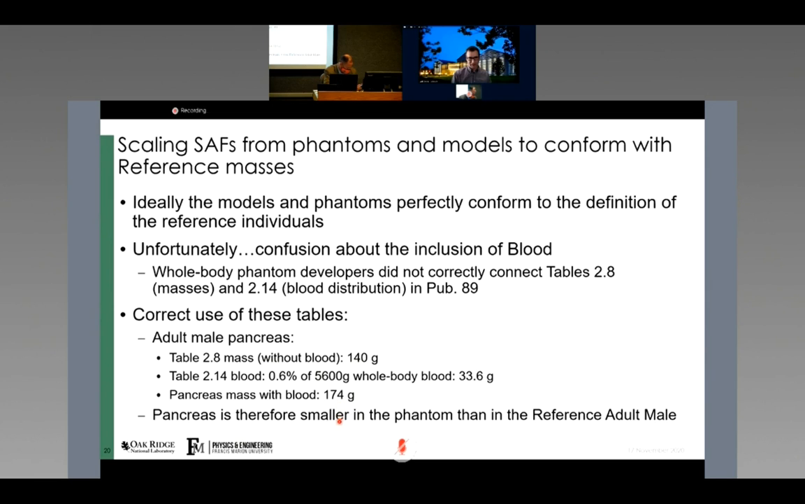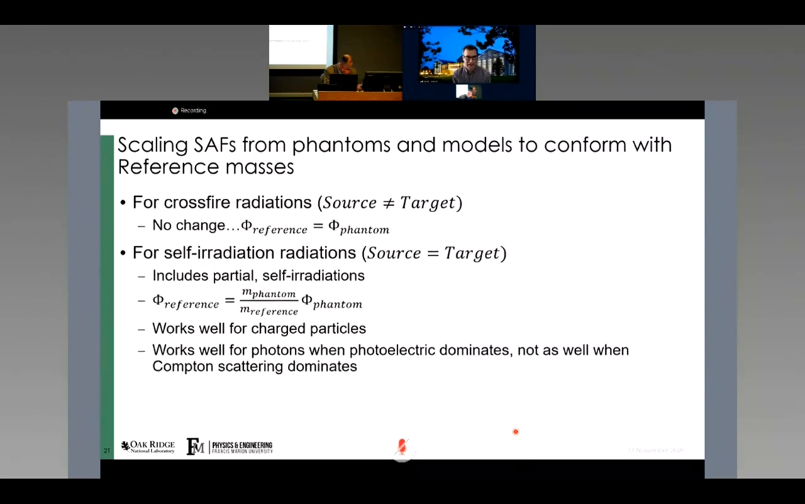And so the pancreas is smaller in our phantom than it is in our reference adult male. So we need to scale that SAF to account for that difference. So how do we do that? For crossfire radiations, where our source region and our target region are not the same, there's no change, right? We don't have to perform any scaling. And I'll show you an example of why that's the case if you're not aware.